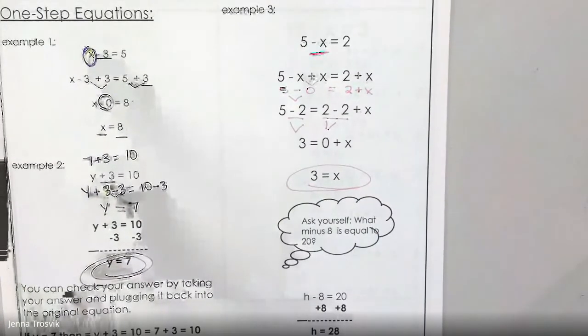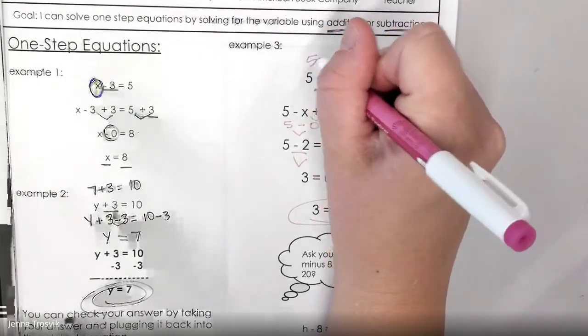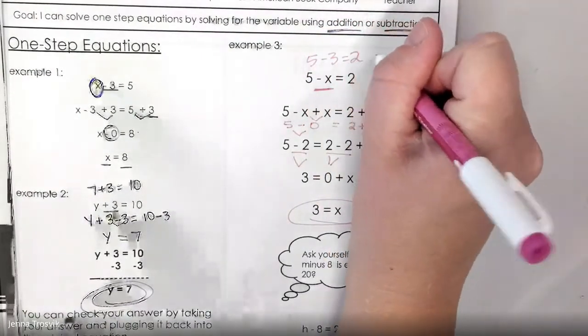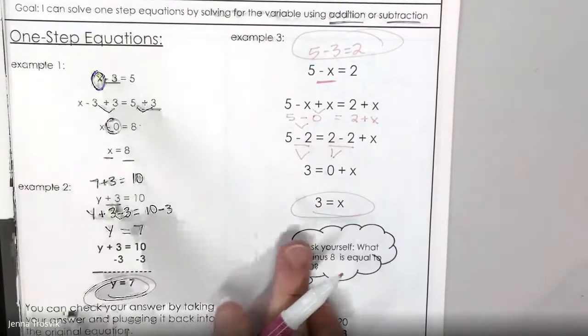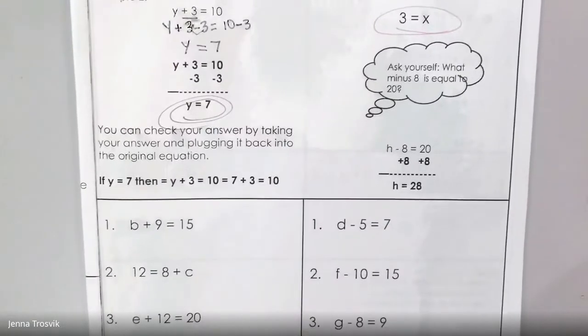Okay. If you think that doesn't work, just go back and put 3 in. Well, if I go back and I do 5 take away 3, I will get 2, so it does work. My answer matches my equation. All right, let's go down below.